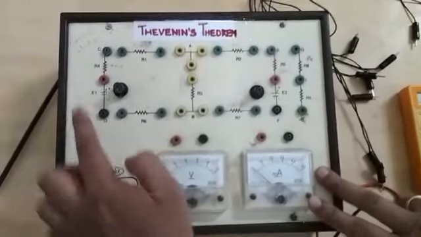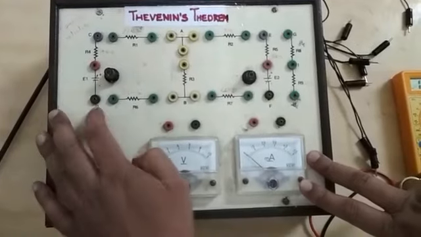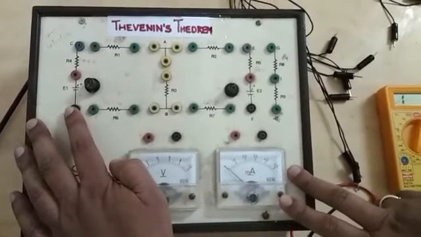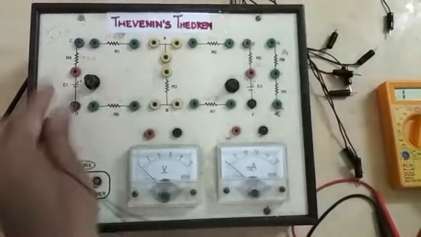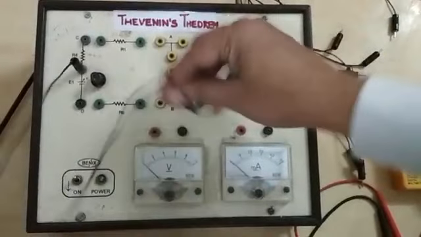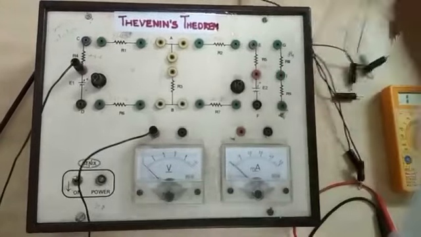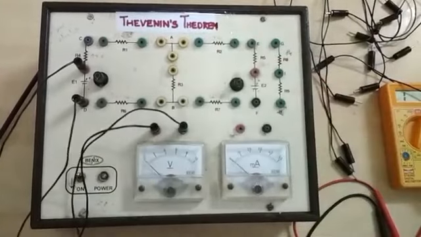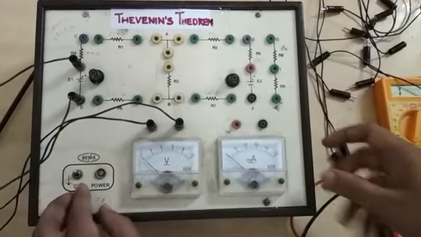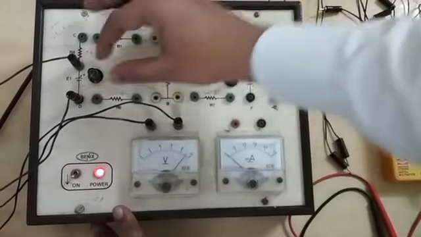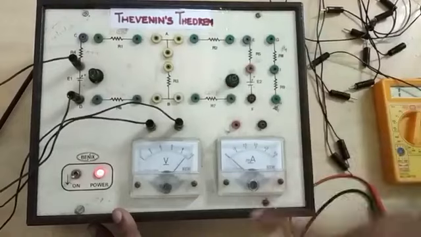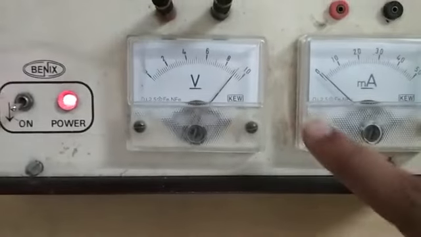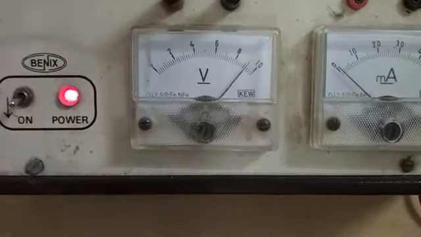First we have to set our voltage source. So what we have to do here is connect its positive terminal to the positive of the voltmeter, and the negative of the source to the negative of the voltmeter. Then we switch on the supply and set it to some desirable magnitude. Okay, we have set it to 9 volt. Clear? Now switch off the circuit.